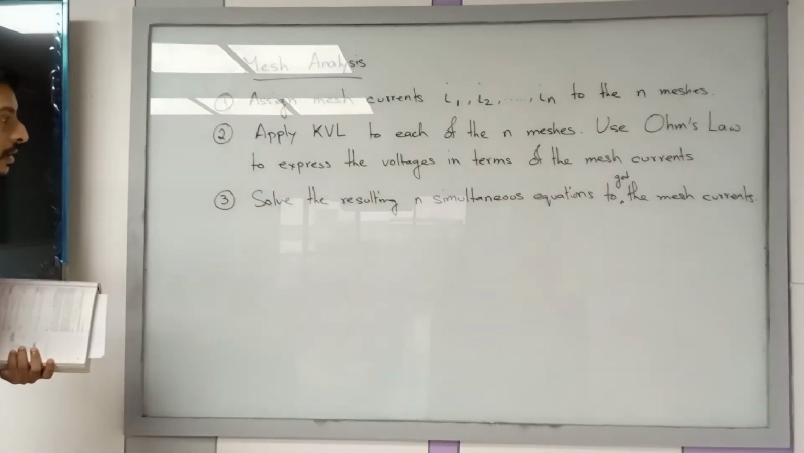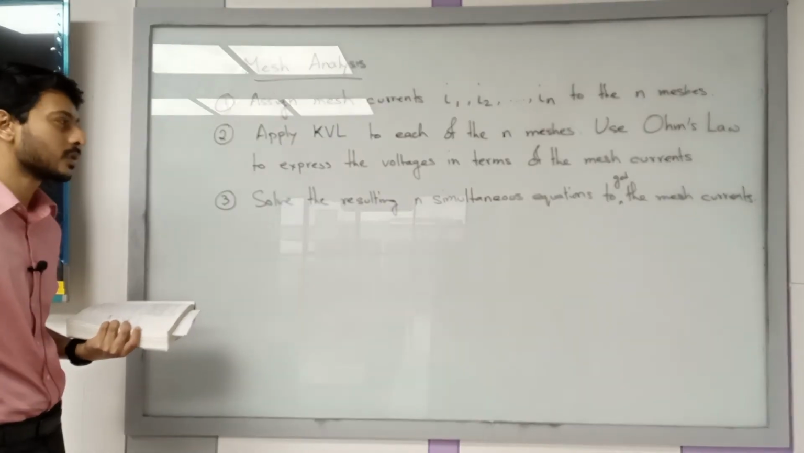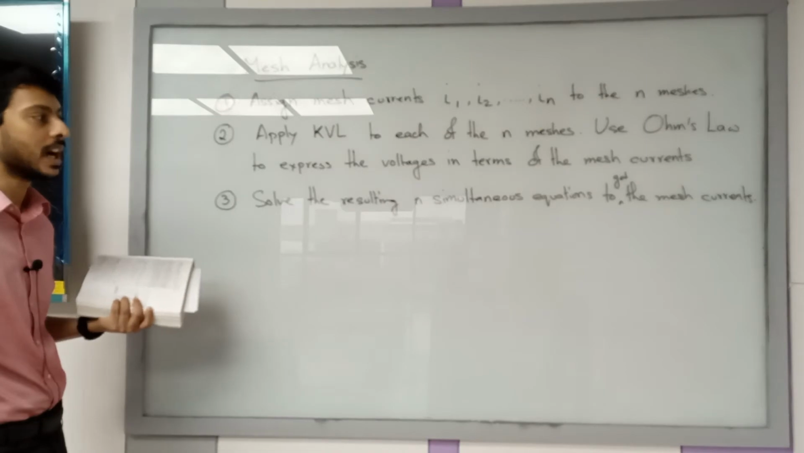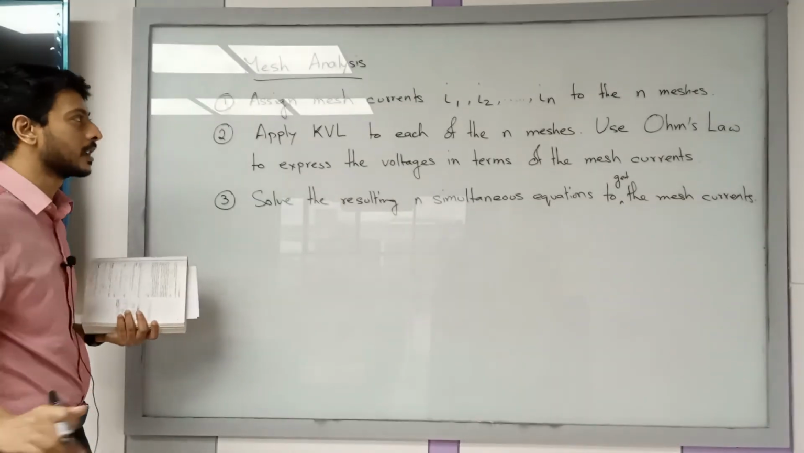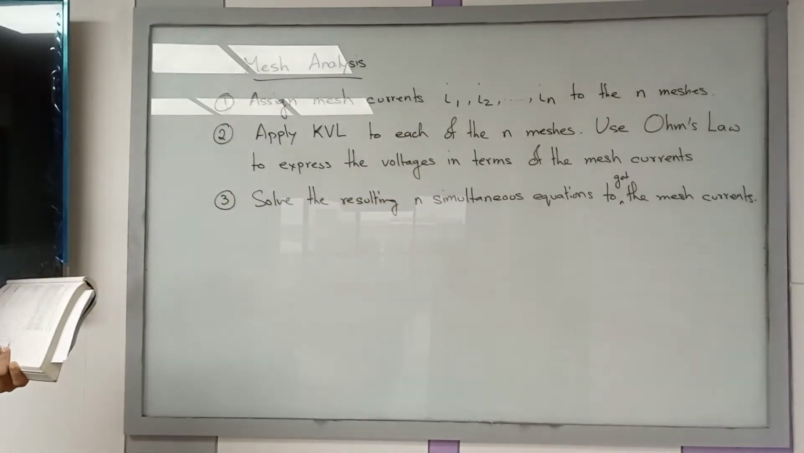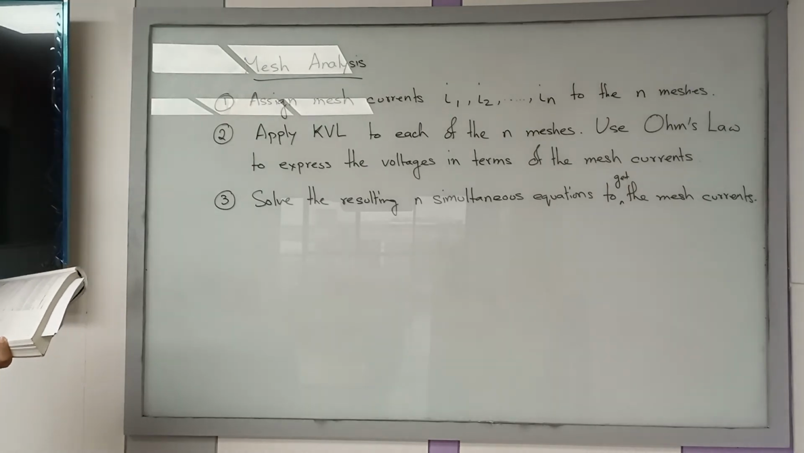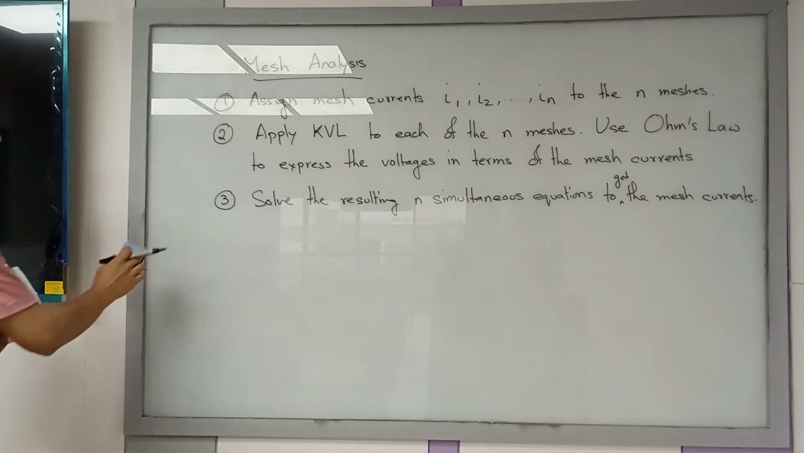You will get a number of equations, like 1, 2 or 3 equations. You need to solve those equations to find the unknown mesh currents that you have declared in your circuit, I1, I2. The unknown terms you will be able to find from there. So these are the steps you need to remember while solving mesh analysis circuits. So let's solve one circuit related to mesh analysis, okay?